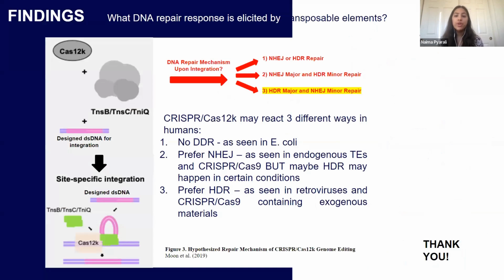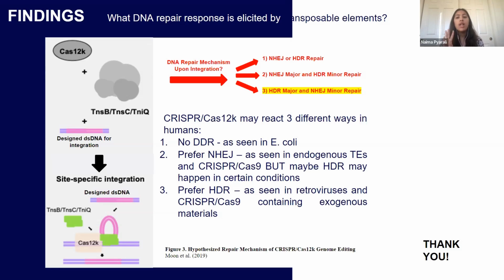CRISPR-Cas12a may react three different ways in humans. One, there will be no DDR as seen in E. coli, which is highly unlikely due to the other TE research. Two, the DDR will be like the native TEs. This means they will prefer NHEJ, the highly mutagenic response, which can be troublesome as this will lower the efficacy of CRISPR-Cas12a. However, if this is the case, there is hope that certain conditions can be controlled where HDR can be elicited, as seen with the previous research I talked about.